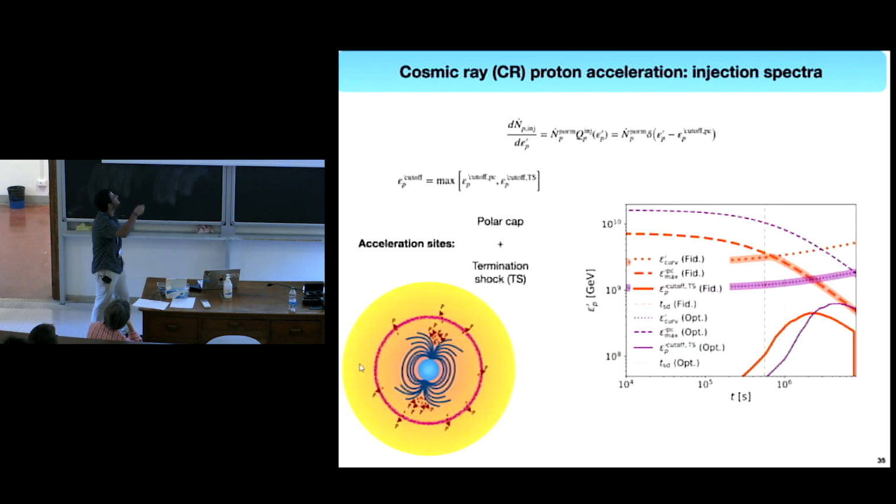So these cosmic ray protons need to be injected for them to be accelerated. The injection spectrum in the polar cap region follows a Dirac delta distribution, which depends on the energy of your proton. So of course, this is this term over here. And then the cutoff energy that is associated with the spectra, which is this term over here. So how do you calculate the cutoff energy? Let's look at that. This cutoff energy is decided by the maximum energy in the polar cap, which is this PC, and the termination shock region, which is this TS.